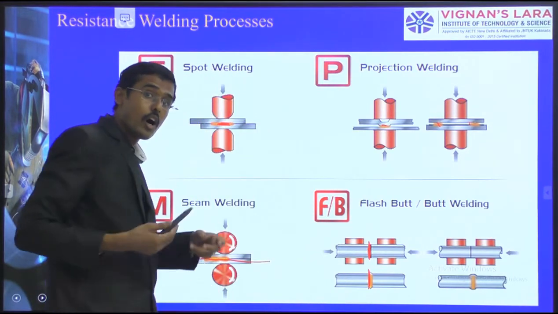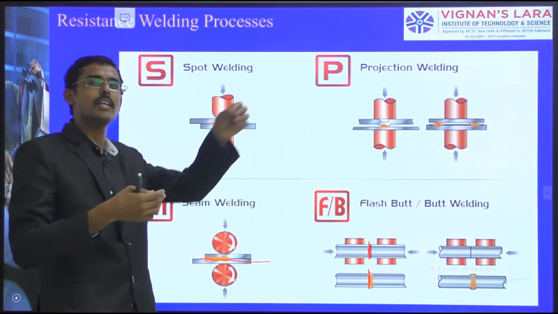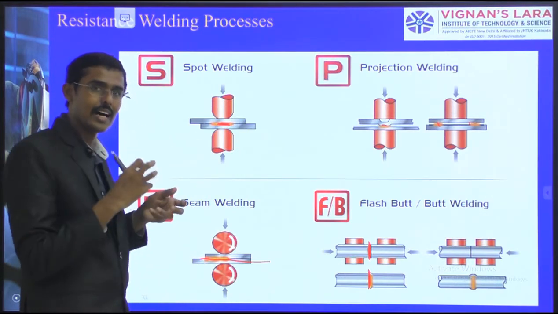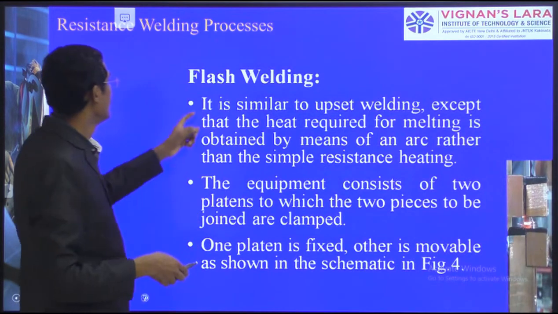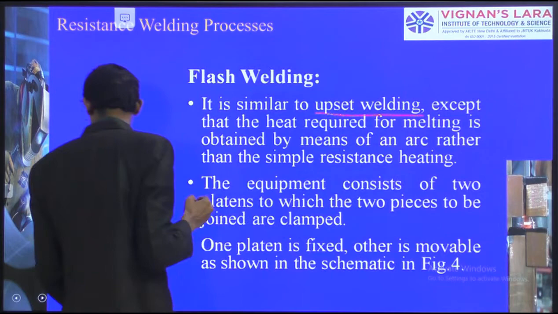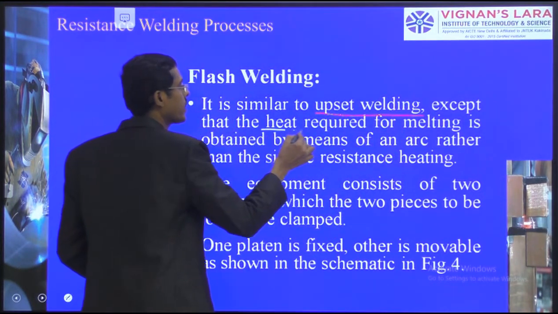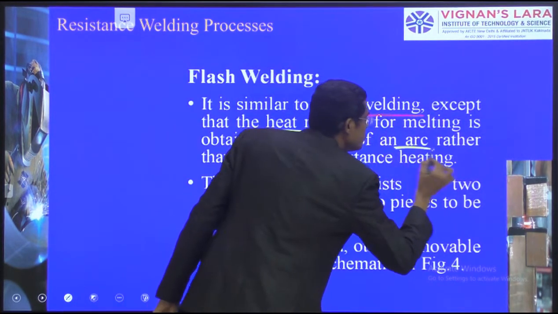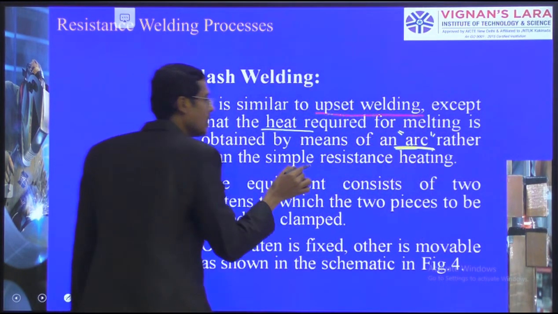Now we are going for the arc. Here the arc occurs. Even though it is a butt joint, instead of resistance we are using an arc welding process. That arc is light, but not melting. It is very similar to the upset welding process, except that the heat required for melting is obtained by means of an arc, rather than simple resistance heating.